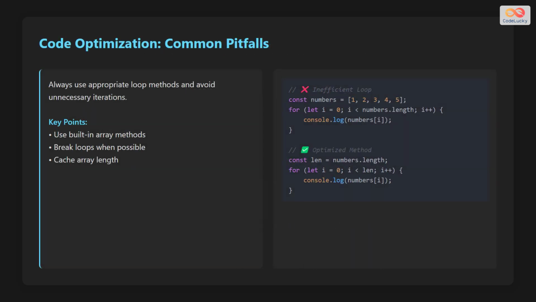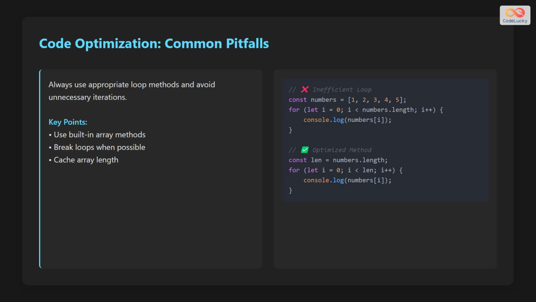Let's start with code optimization. One common mistake is using inefficient loops. It's important to use the right loop methods and avoid unnecessary iterations. Key points include using built-in array methods, breaking loops when possible, and caching the array length.